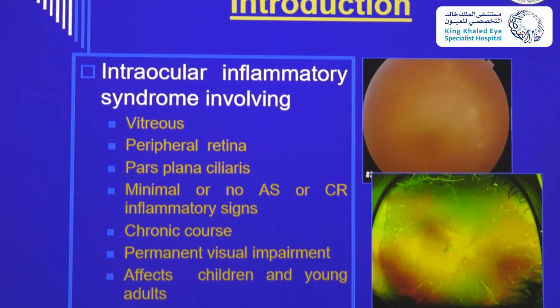You cannot diagnose intermediate uveitis if the patient has large chorioretinal lesions, retinitis, or multifocal choroiditis. This will exclude the diagnosis of intermediate uveitis. At the same time, we need the ability to distinguish between pure intermediate uveitis and panuveitis, because these could be mixed and then you can lose the differential diagnosis. It usually has a chronic course, might lead to permanent visual impairment, and could affect children and young adults.